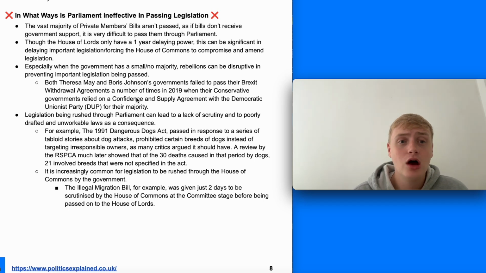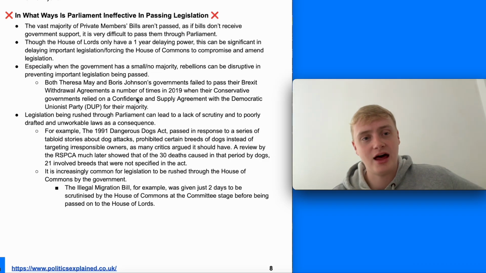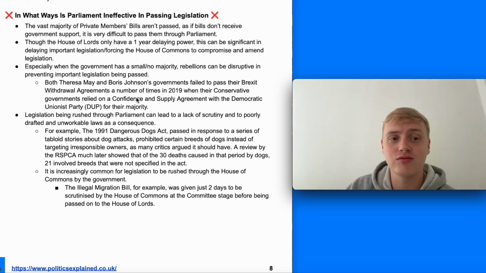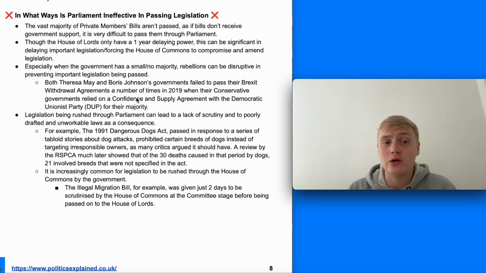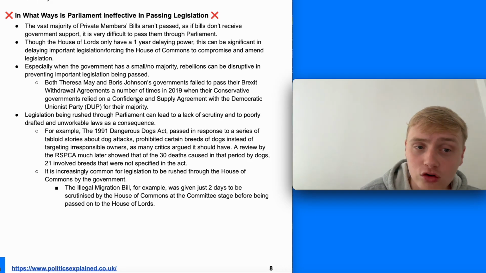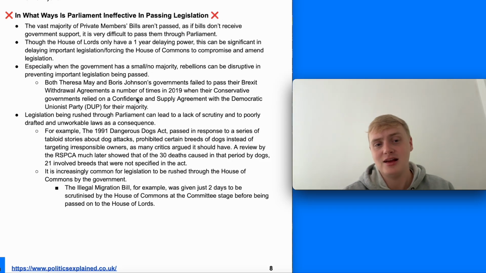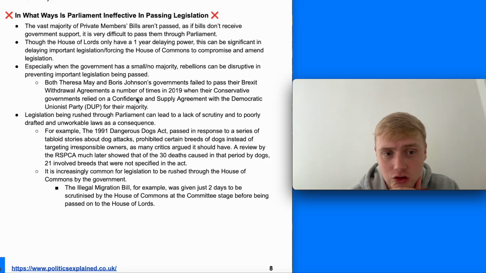And when the government has a small or no majority, rebellions can be really disruptive in preventing important legislation from being passed. For example, both Theresa May and Boris Johnson failed to pass their withdrawal agreements when they didn't have a majority in the House of Commons. Whilst this rushing through of legislation can also lead to increasingly poor scrutiny and unworkable laws. And that's also linked to the fact that more recently it's common for legislation to be rushed through the House of Commons with not as much scrutiny.